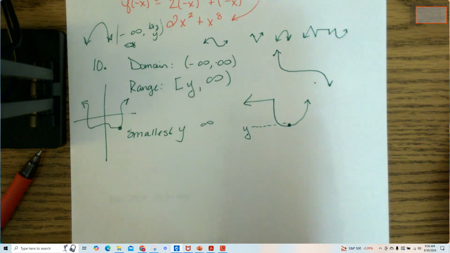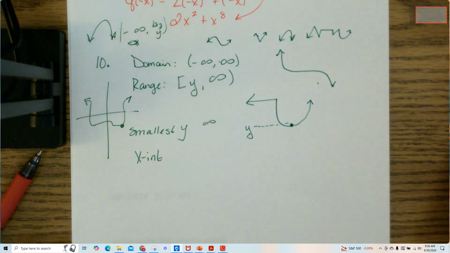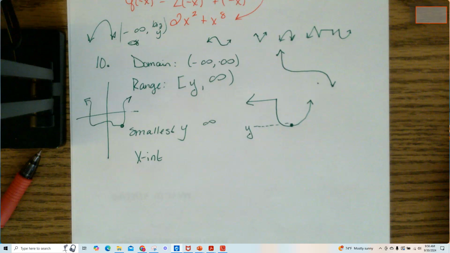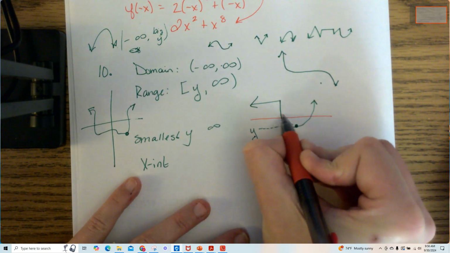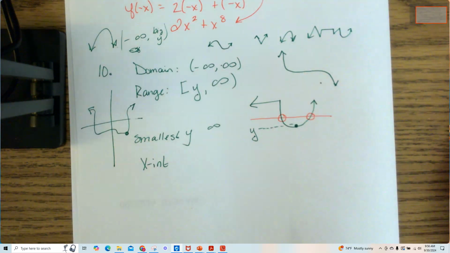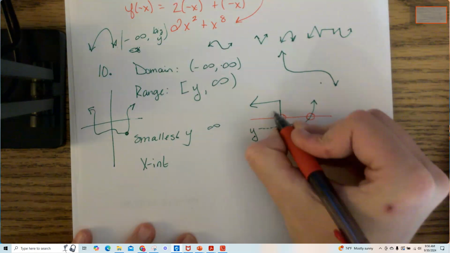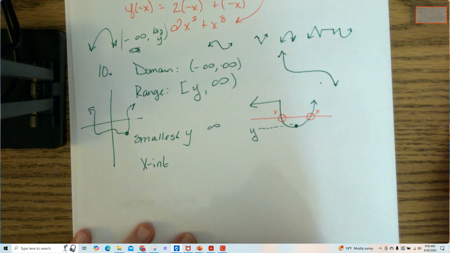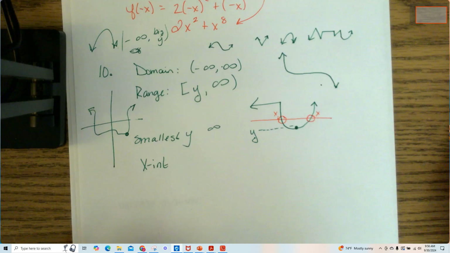Okay, domain, range, what else? X-intercept. Wherever, let me see what it looks like again. It looks like there should be two, because the x-axis comes across it like this. Careful, because it does ask a little bit differently. The left x-intercept. Does it want just the x value? Yes. So whatever these two x values are here, those are your x-intercepts, and it wants the left one first.